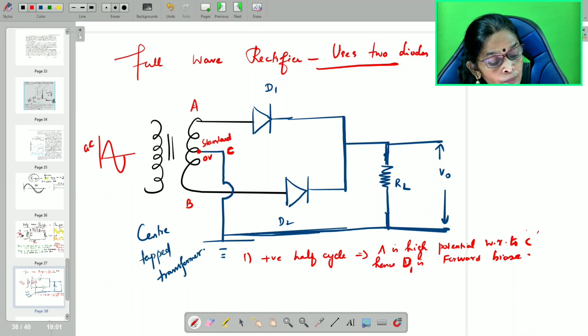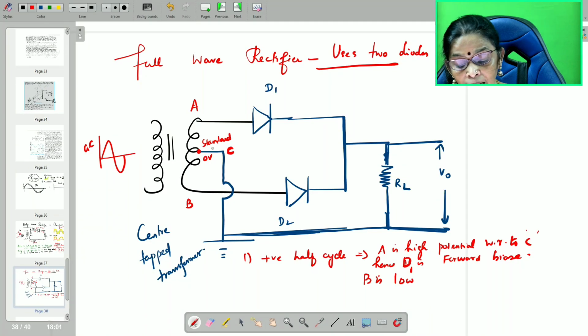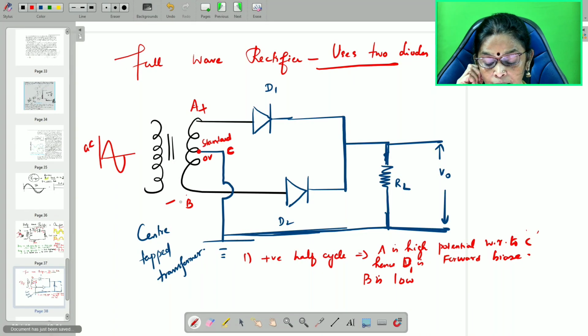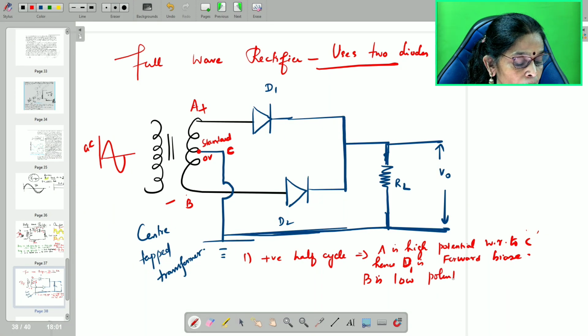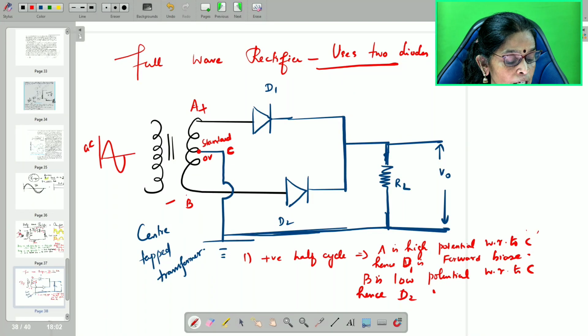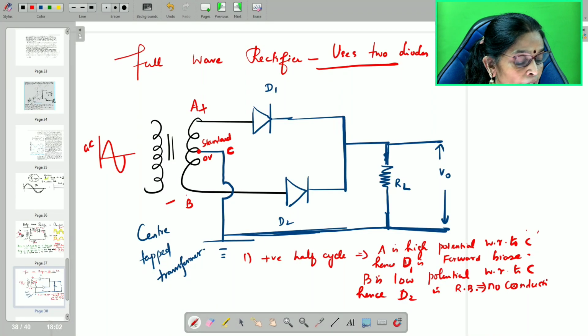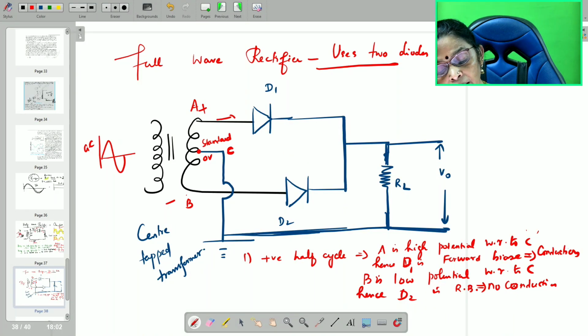And what about D2? B is at low potential. See, at the same time it is happening. So, B is at low potential. This is minus, this is positive. Because low potential, minus 220, there it is plus 220, like that. Low potential with respect to C. Hence, D2 is reverse bias, and no conduction. Whereas forward bias, conduction due to majority charge carriers. So, during the positive half cycle, it will conduct.